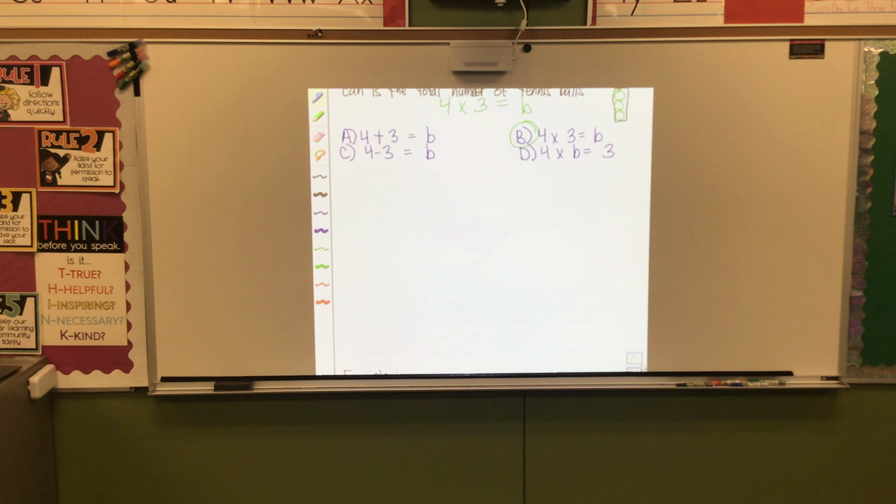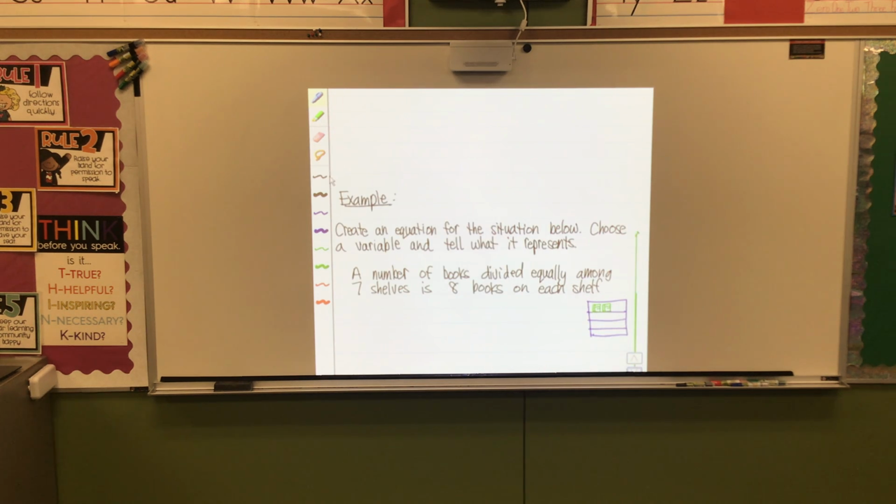Okay, good, so let's take a look at one more example here. It says, create an equation for the situation below. Choose a variable and tell what it represents. Okay, so again, we have a situation where it says, a number of books divided equally among 7 shelves is 8 books on each shelf. Go ahead and create an equation for that, and click continue when you're ready to check your answer.